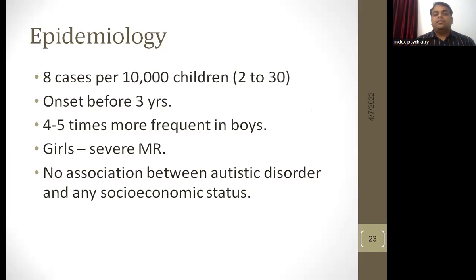Epidemiology: 8 cases per 10,000 children, age 2 to 3, onset before 3 years, 4 to 5 times more frequent in boys. In girls, severe MR. No MR is intellectual disability. Now it is called intellectual disability. No association between autistic disorder and socioeconomic status.